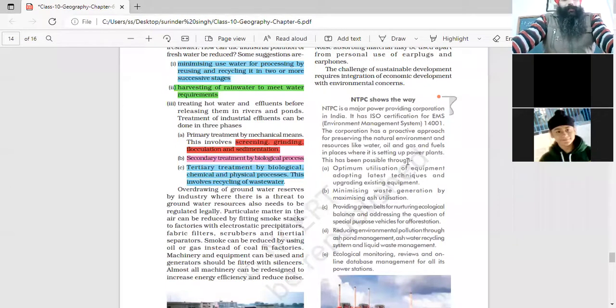And the tertiary stage includes biological, chemical, and physical processing. This process is based on recycling of wastewater. Through this treatment, water can be reused in industries, for cooling purposes.